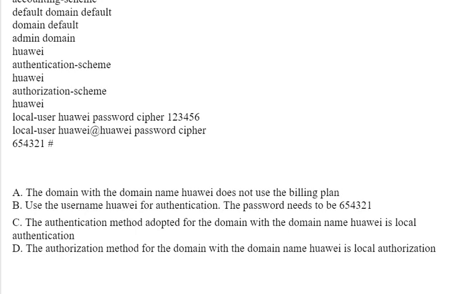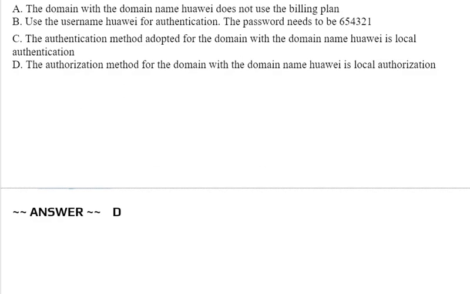Now options are: Option A, the domain with the domain name Huawei does not use the billing plan. Option B, use the username Huawei for authentication. The password needs to be 654321. Option C, the authentication method adopted for the domain with the domain name Huawei is local authentication. Option D, the authorization method for the domain with the domain name Huawei is local authorization. Correct answer is option D.